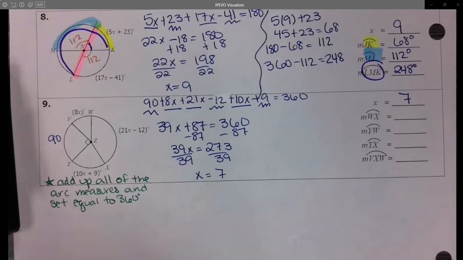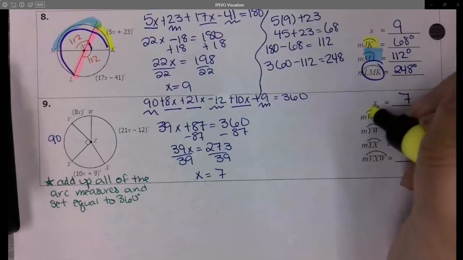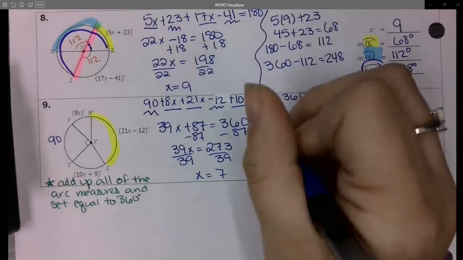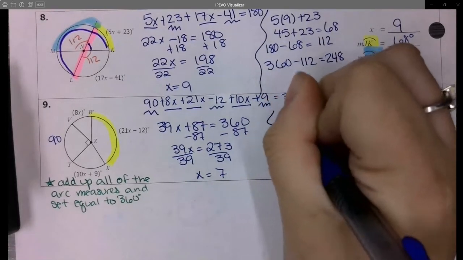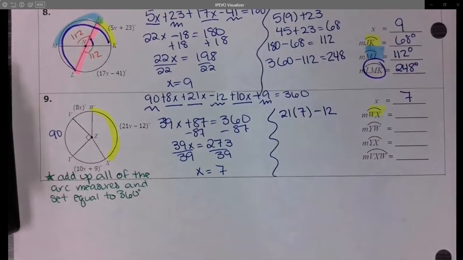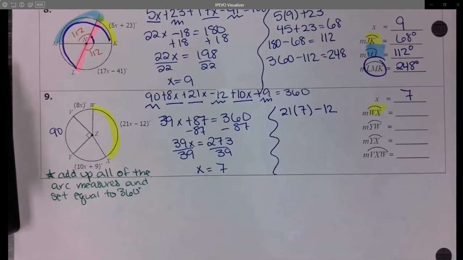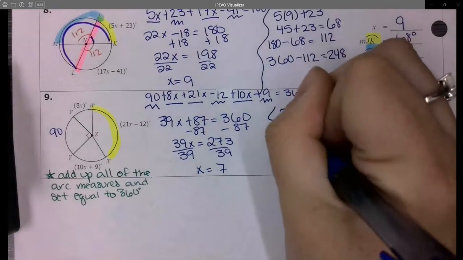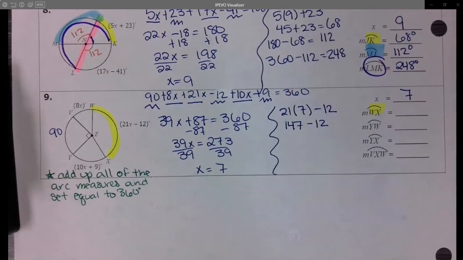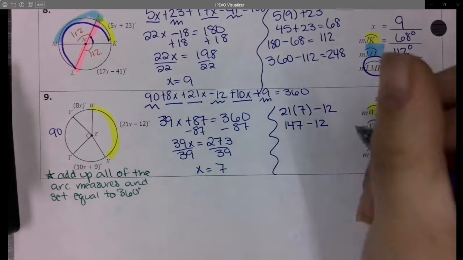So the first arc it wants me to find is WX. It's this one right here. So I'm going to plug into the 21x minus 12. What is 21 times 7? 147. And 147 minus 12? 135.